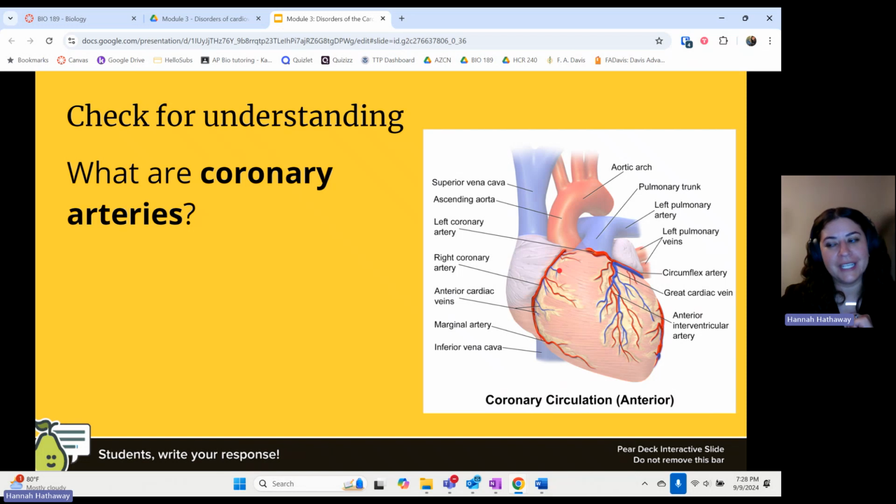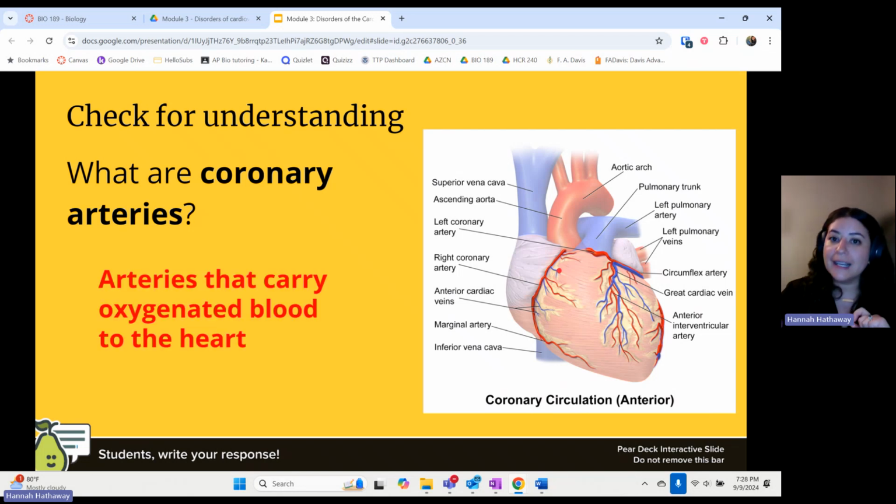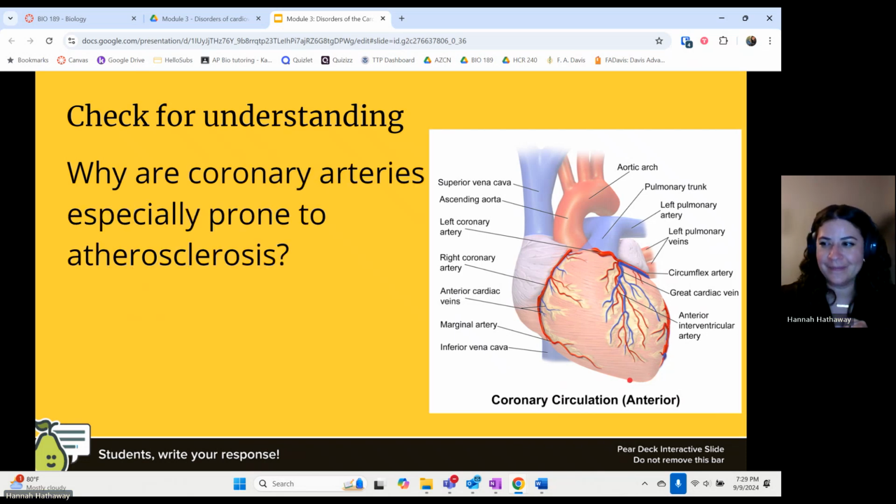Okay, next, check for understanding. What are coronary arteries? So coronary means heart, and an artery carries blood away. So these are arteries that are carrying oxygenated blood away from the heart, but to the heart. So these are arteries that are going and carrying blood into that coronary circulation. I know, it feels like a double heart thing.